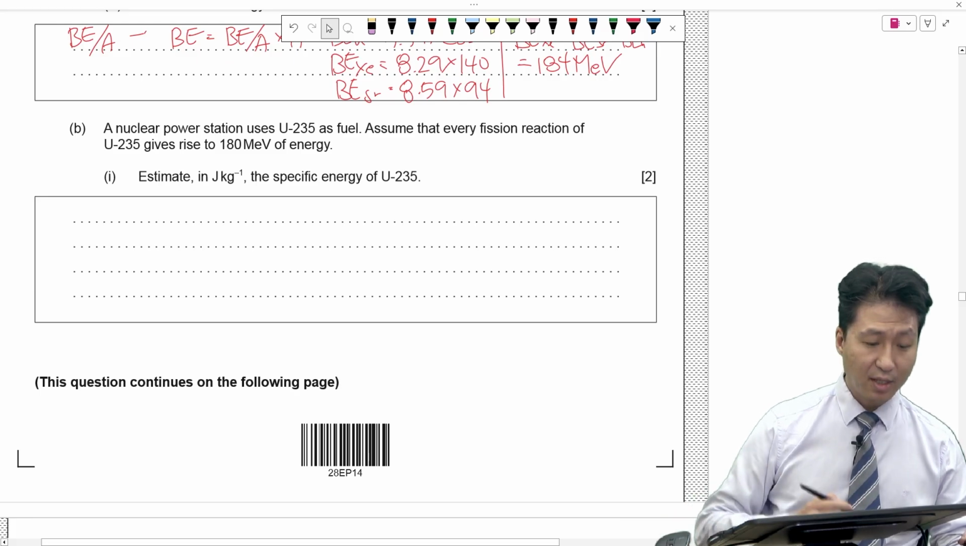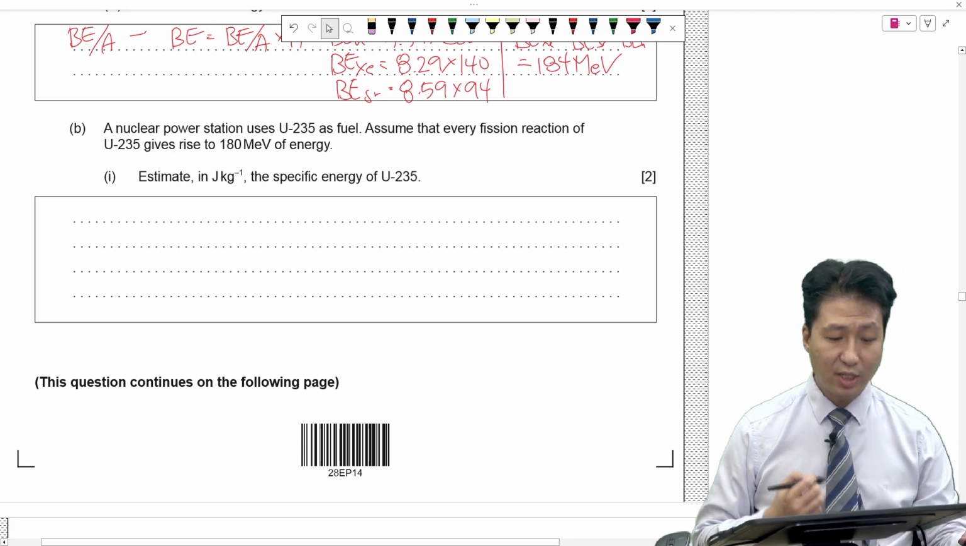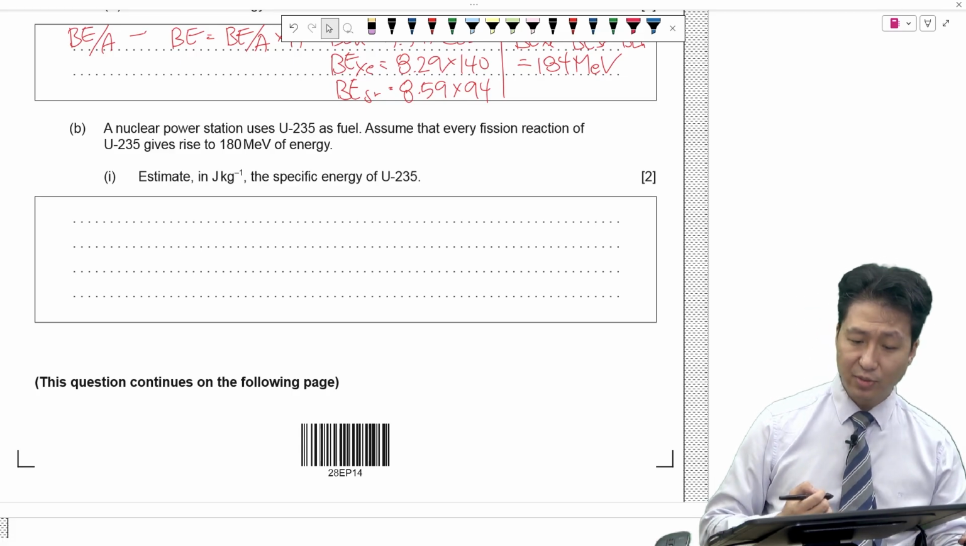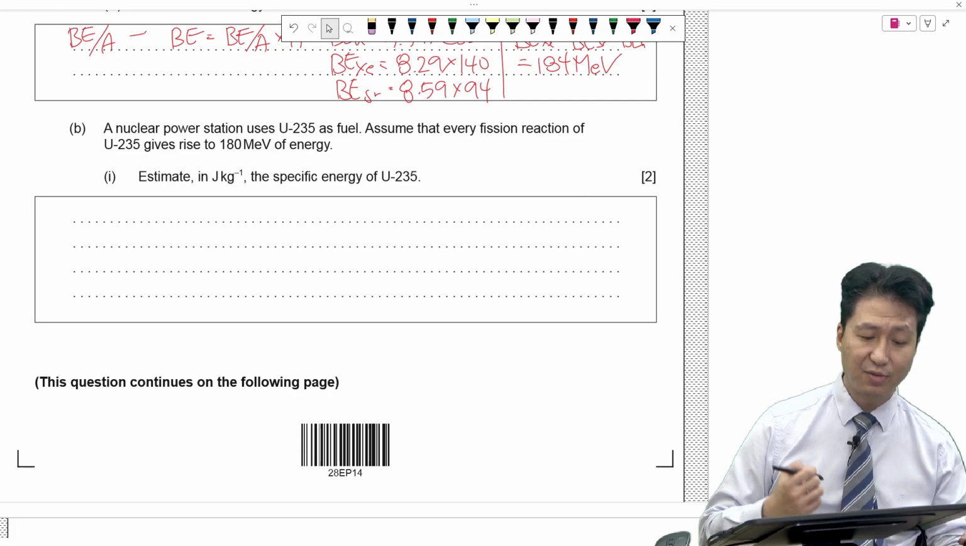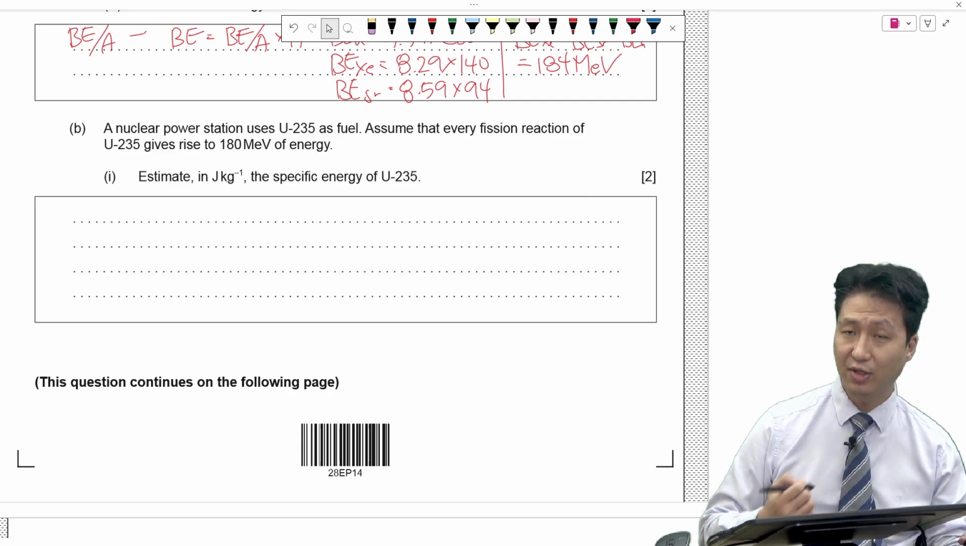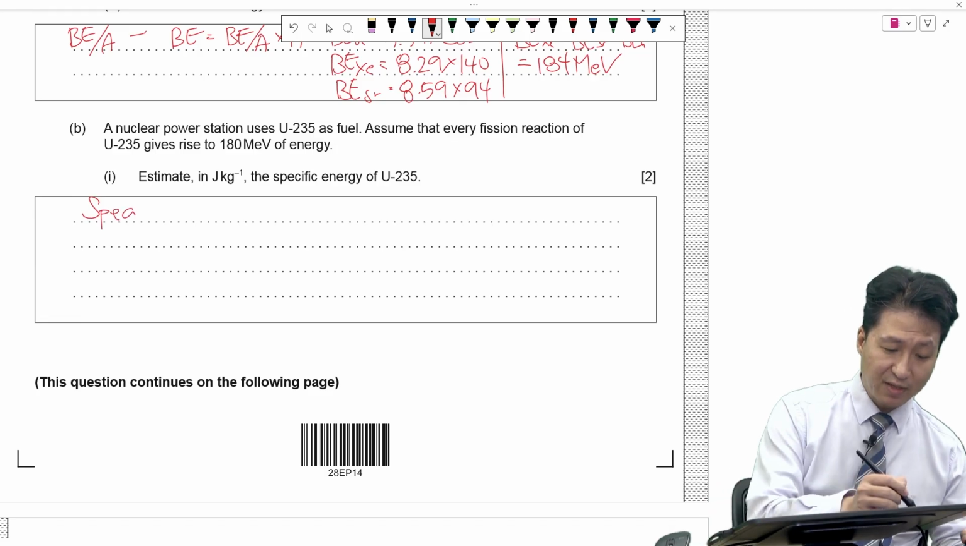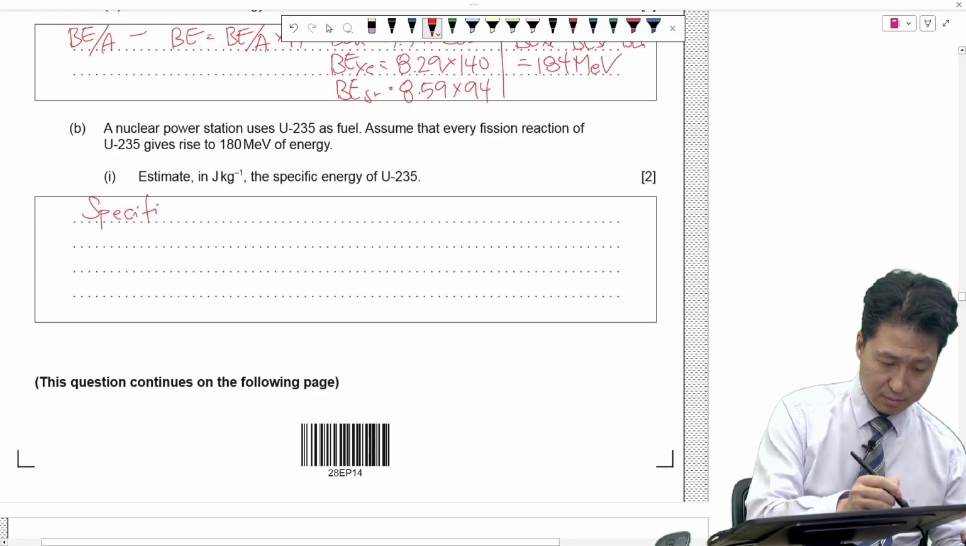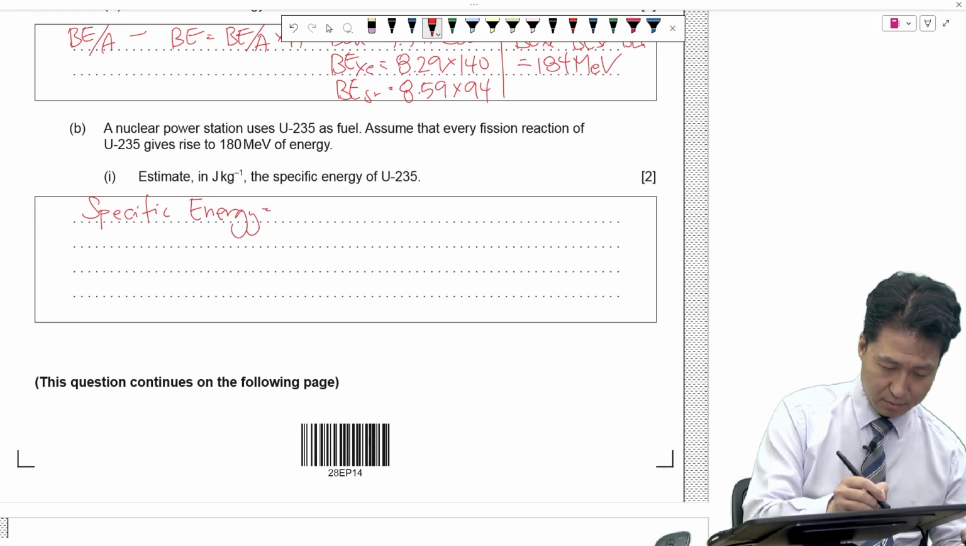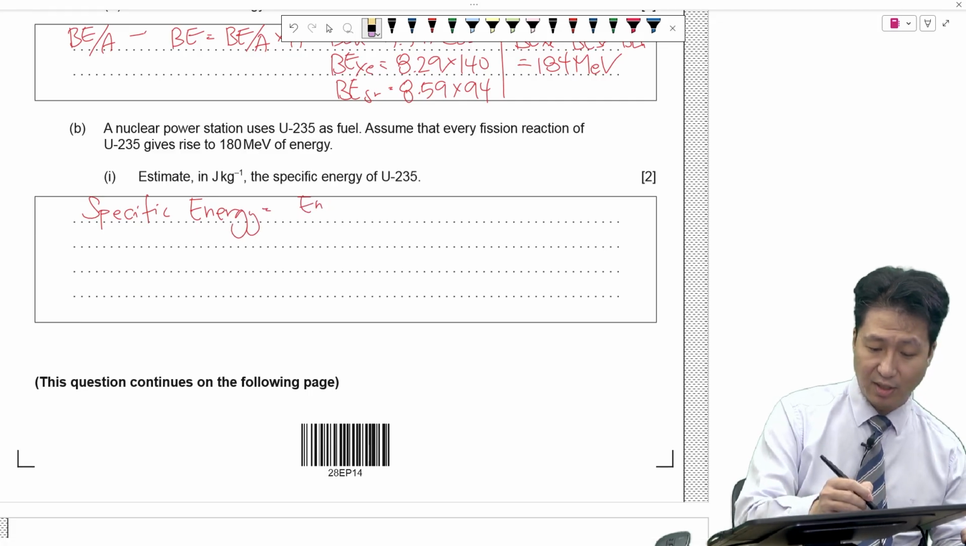Part B, a nuclear power station uses uranium-235 as fuel. Assume that every fission reaction of U-235 gives rise to 180 mega electron volts of energy. Roman numeral 1, estimate in joules per kilogram the specific energy of uranium-235. So, specific energy is the amount of energy per unit mass.